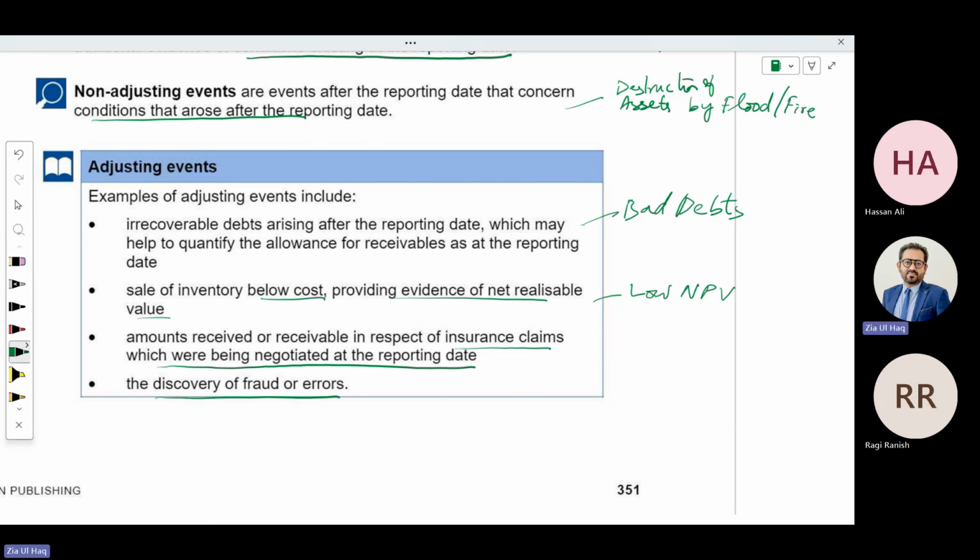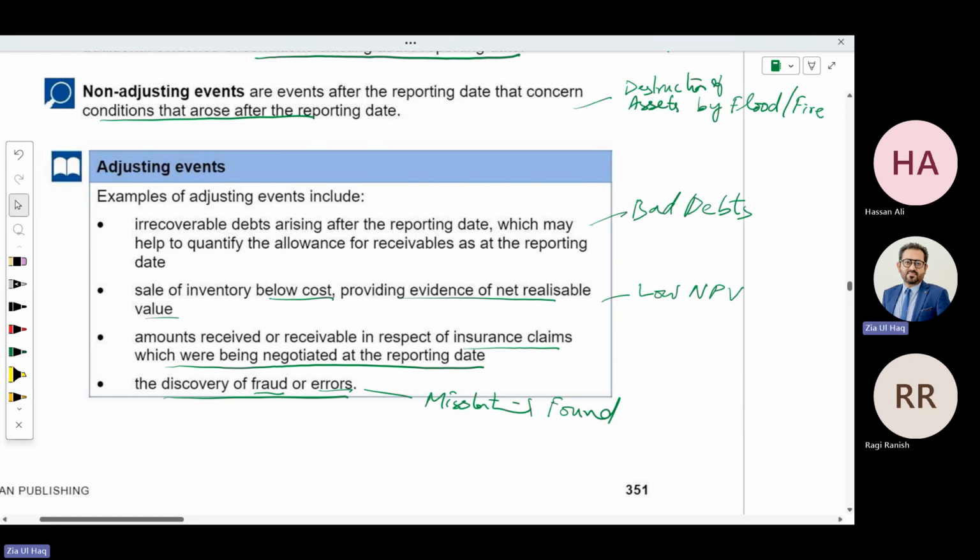The discovery of a fraud or error. After year end, we identify a misstatement in the financial statements due to fraud by the management or employees, meaning any figure is overstated or understated, or due to error, any figure is over or understated. Before the company issues wrong financial statements, they need to correct it. This is also called adjusting. Meaning a misstatement is found in the financial statements. Obviously, you need to correct those misstatements before issuing the financial statements. This is adjusting. Figures are wrong in the financial statements, so you need to rectify them.